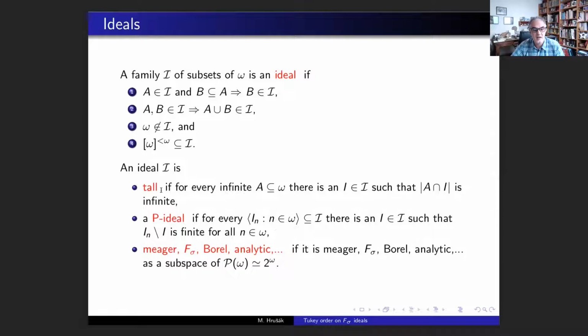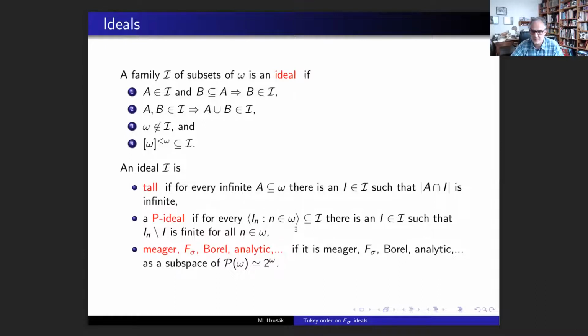We may need, I'm not sure, probably not, the following definitions. Well, we will be definitely talking about p-ideals, which Osvaldo already defined. So an ideal is a p-ideal if whenever we take a countable family of elements of the ideal, we can find somebody in the ideal which almost contains every element of this countable family.